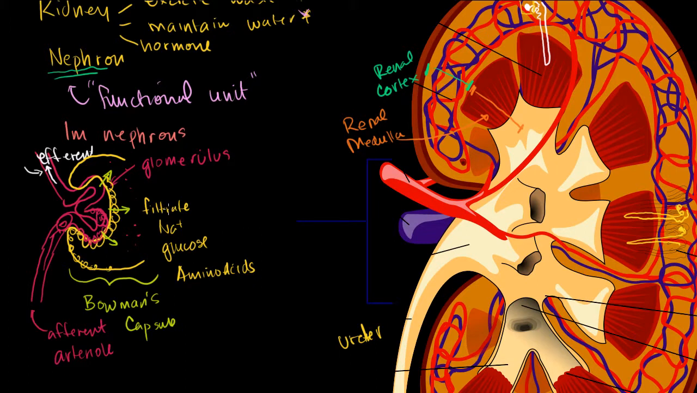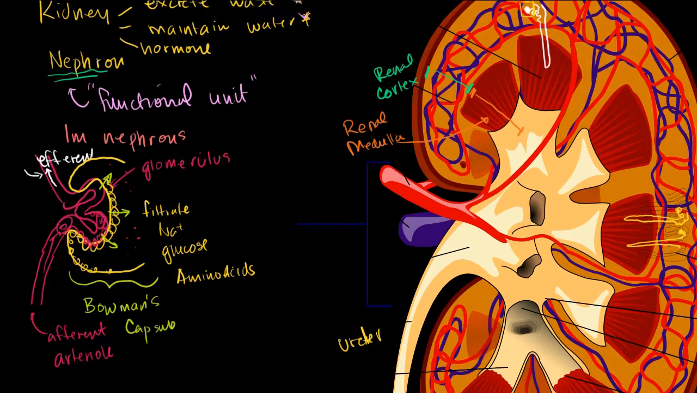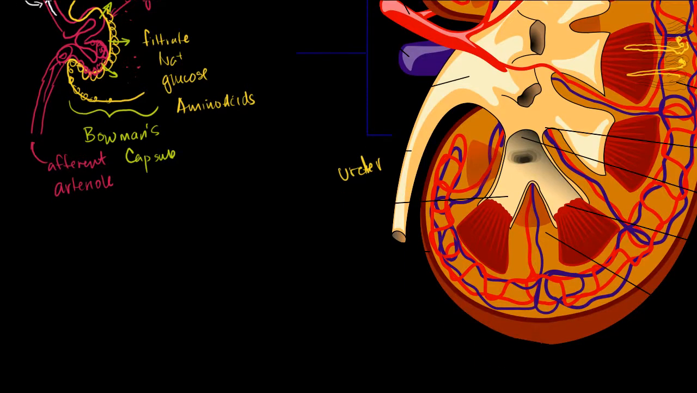Now what I want to do is zoom out a little bit because I'm going to run out of space. So let me zoom out. So we had our arteriole go in, it gets all bunched in the glomerulus, and then most of the blood leaves, but one fifth of it gets essentially filtered into the Bowman's capsule. That's the Bowman's capsule right there. I've just zoomed out a little bit. So we have our filtrate here.